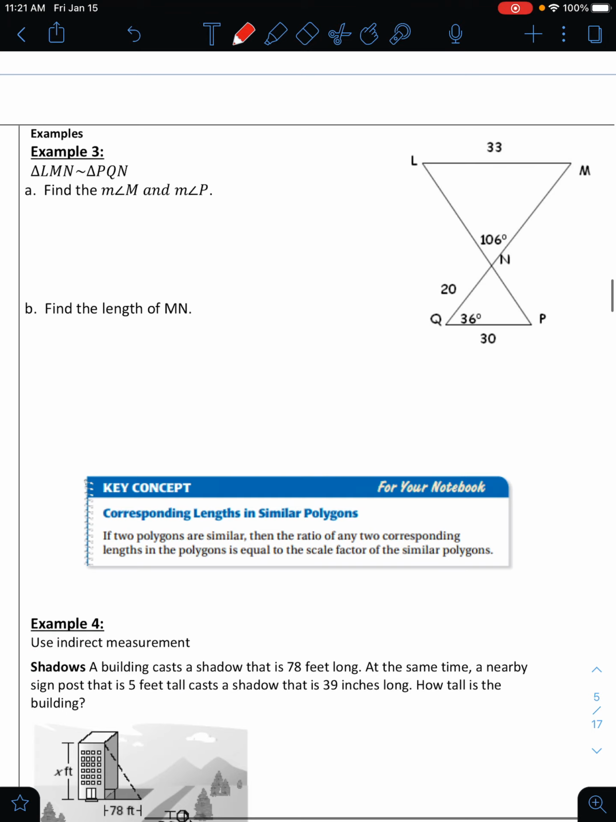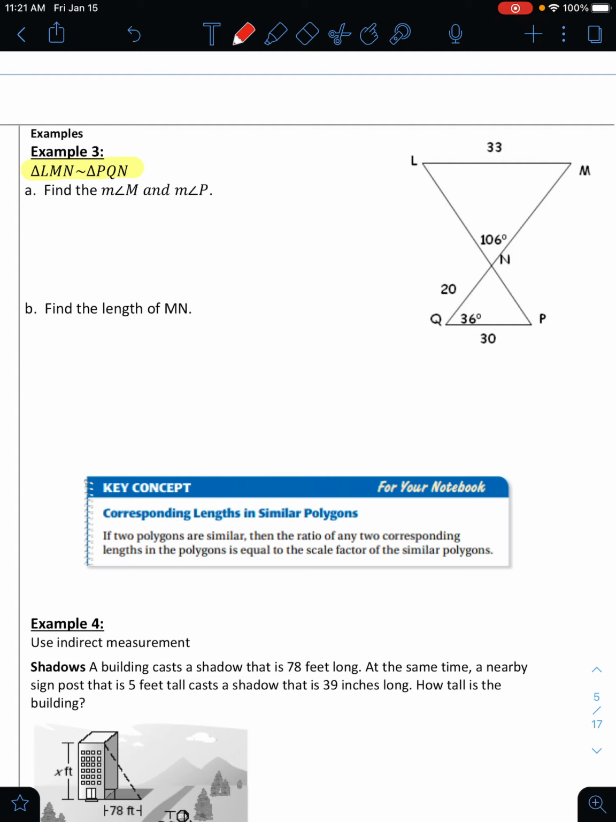Okay, let's move on. Number 3. So let's go ahead and calculate some information here. I am given here that the triangles are indeed similar. So what I'm thinking about is, okay, that tells me the corresponding angles are congruent and the corresponding sides proportional. All right, find two angle measures. So find the measure of angle M and the measure of angle P.